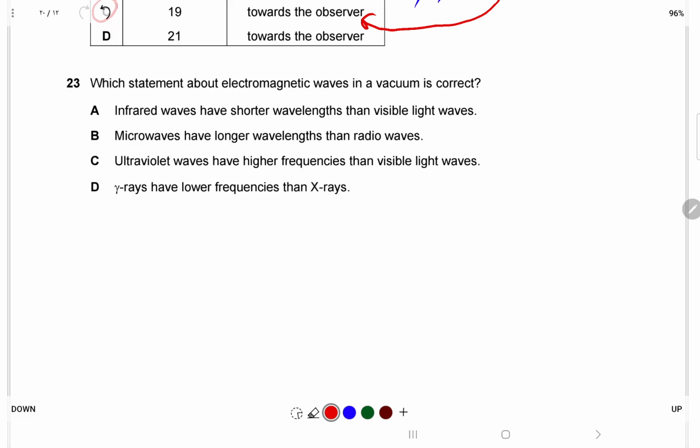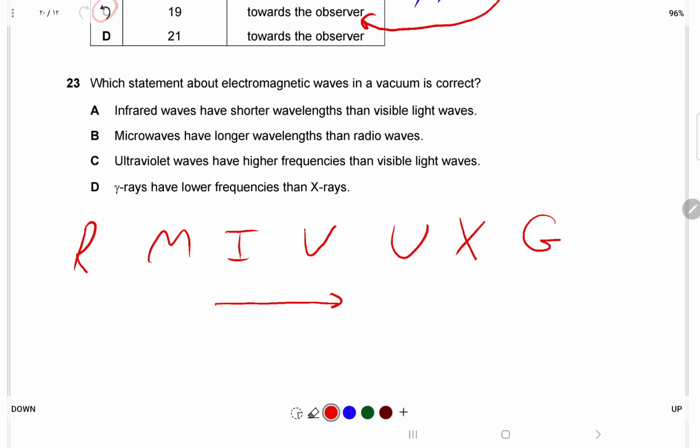23. Which statement about electromagnetic waves in a vacuum is correct? Okay, in 23, option A: infrared waves have shorter wavelength than visible light. Here you have to memorize the sentence for ordering the electromagnetic waves: Ruby's mother is visiting Uncle Xiaomi gladly. Radio waves, microwave, infrared, visible light, ultraviolet, X-ray, gamma ray.